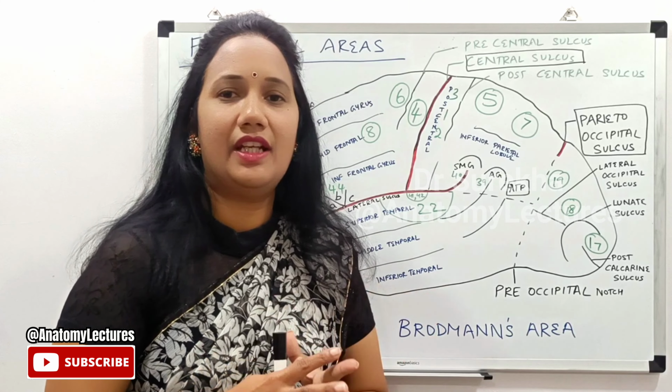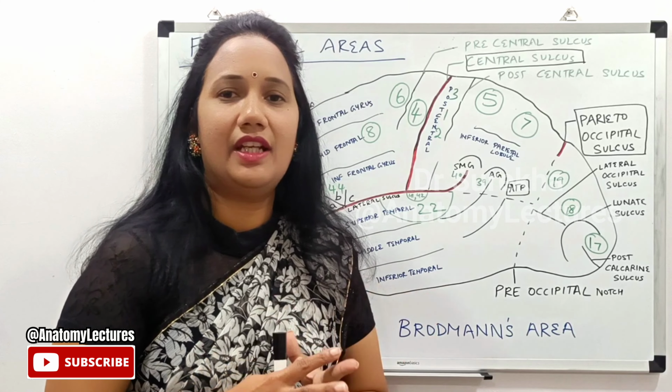Next, coming to the different functional areas in the temporal lobe. In the superior temporal gyrus, we have area number 41 and 42. That is also referred to as Heschl's gyrus, and this is the primary auditory area. The auditory pathway finally terminates in this primary auditory area, so this is associated with hearing. And just below that you have area number 22, the associated auditory area, so the secondary auditory area also.